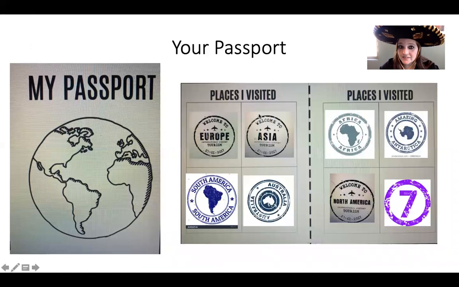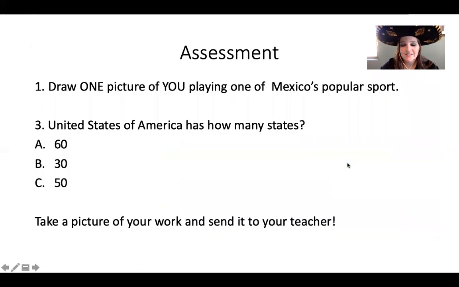And that is it. We are done. So we have your passport here. Mrs. G stamped it for you. So you have all 7 continents: Europe, Asia, Africa, Antarctica, South America, Australia, and North America. And then you have your stamp number 7 that says you visited all 7 continents. So really good job. I'm so glad that you traveled there with me.